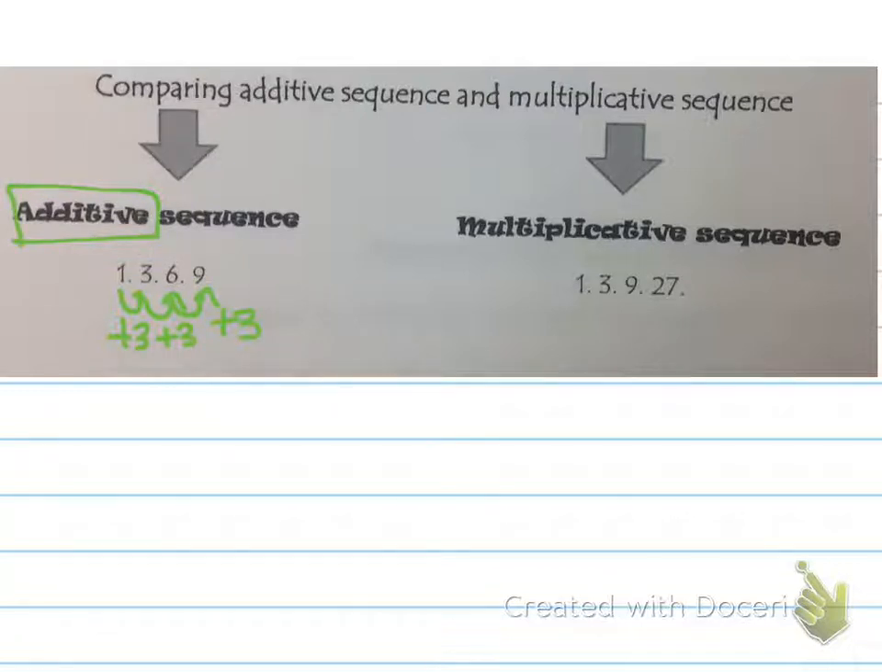If we go for our multiplicative sequence, when we go from 1 to 3, we could say we add 3. But when we go from 3 to 9, we cannot add 3. That would be 6. So that automatically rules out our additive sequence. And then we try multiplying. 1 times 3 is 3. And then when we go from 3 to 9, we see if we multiply the previous term by 3, do we get 9? So is 3 times 3 9? Yes. Now we need to multiply the previous term, which is 9, to get to 27. Is 9 times 3 27? It is. So this is a multiplicative sequence.